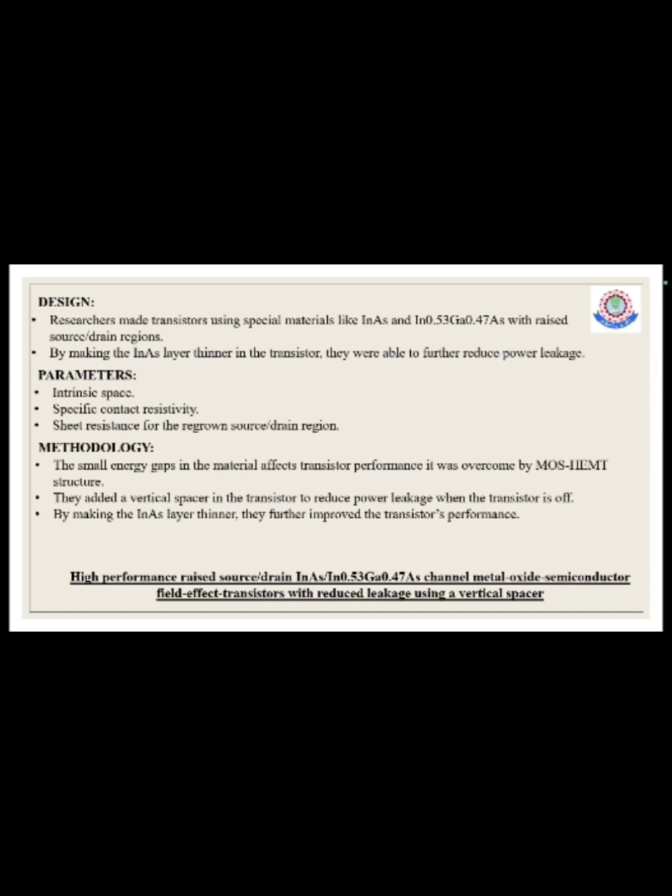In this paper, the materials they used, indium gallium arsenide and indium-rich arsenide, have small energy gaps which can cause power leakage and affect the performance of the transistor. To overcome this issue, they used a structure called MOSFET, which reduces the power leakage by adjusting its drain region when the transistor is off. However, it requires a large space between the source and the drain, so the transistor size gets bigger, reducing the density of the computer chips.